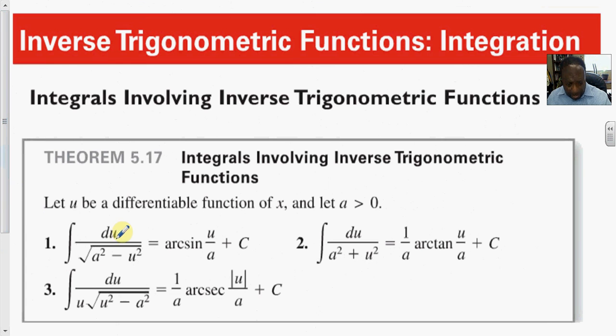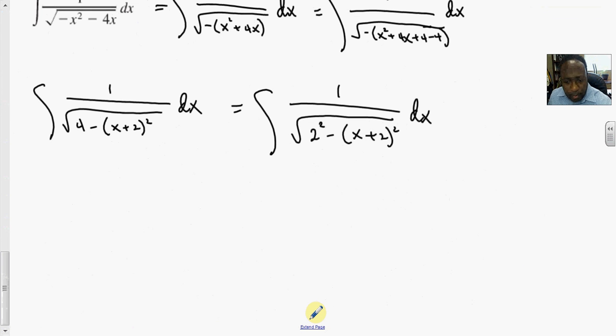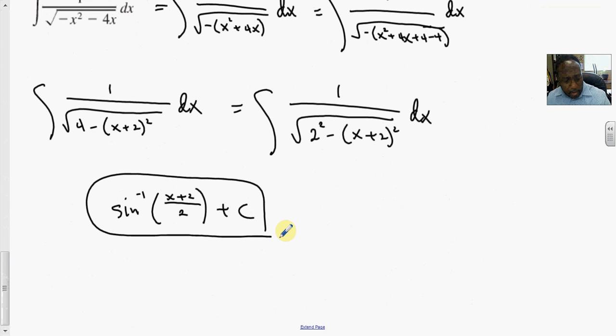Go back and look at it. The integral of du divided by the square root of a squared minus u squared. If it's u squared minus a squared, then we look for u on the outside to be able to form the secant inverse. So here this is sine inverse. And so we have sine inverse of the u, which is x plus 2, all over a, which is 2. This is plus c. Thank you. I think that will do it for now.